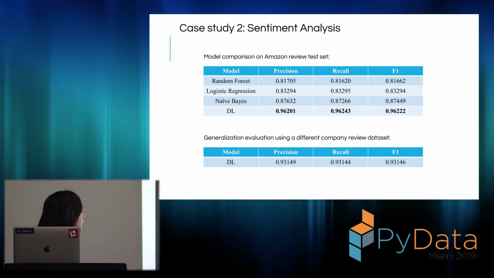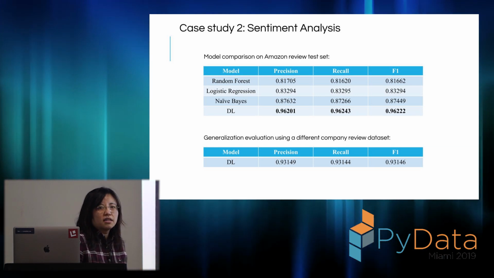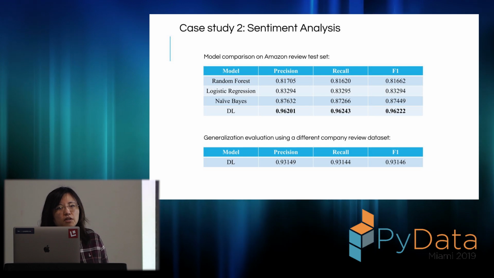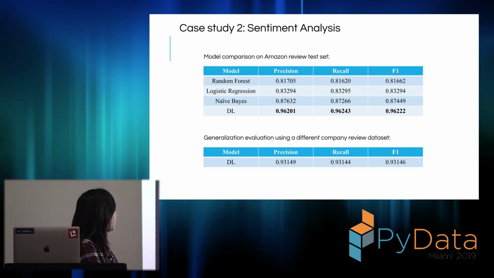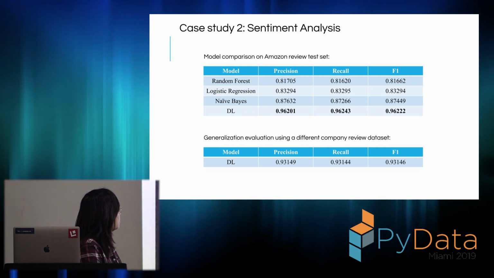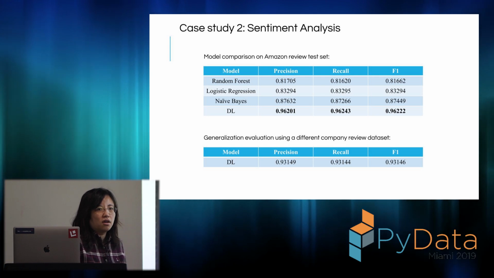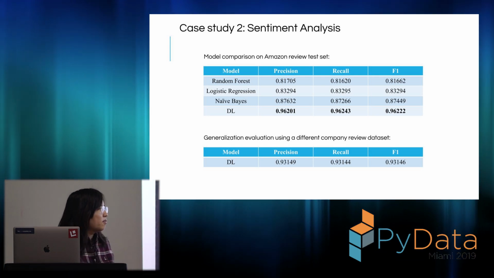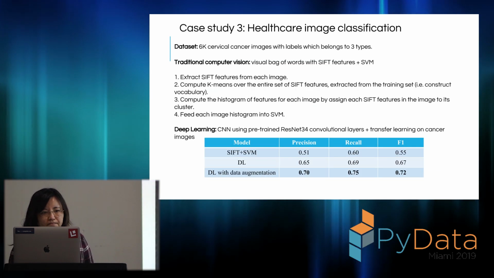And another thing we test here is, since sentiment analysis is a kind of generalizable task, because people use similar sentiment words to describe things, we apply this deep learning model to test the generalization using a different company review data set we downloaded online. And we can see the F1 value is still above 90%. So it's a pretty stable model.